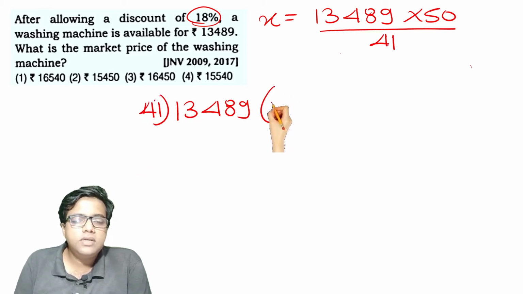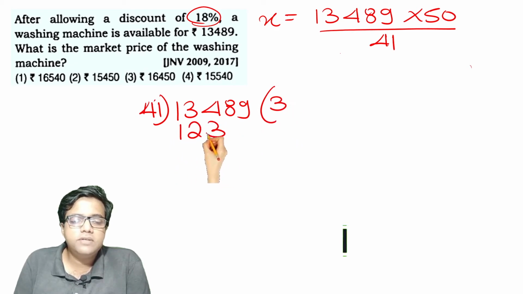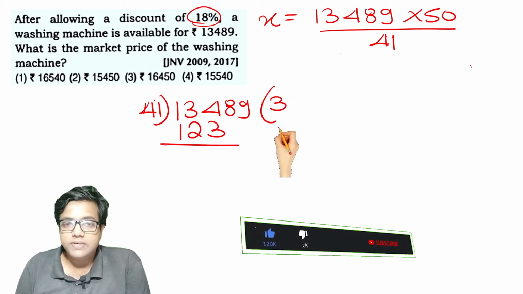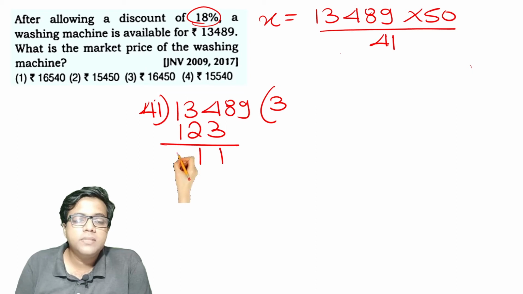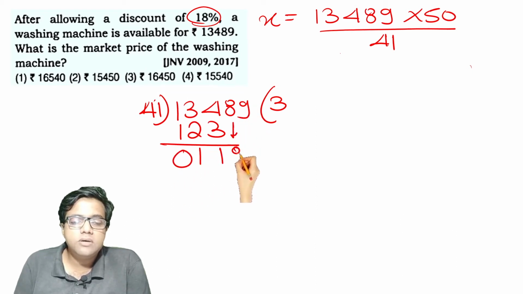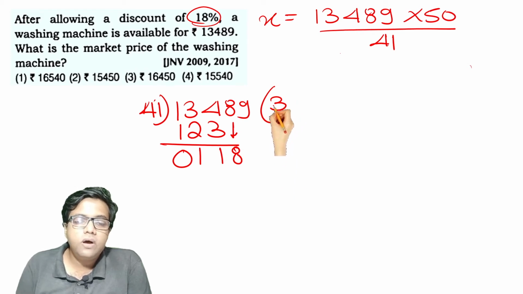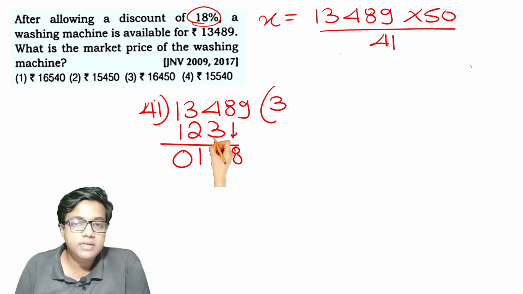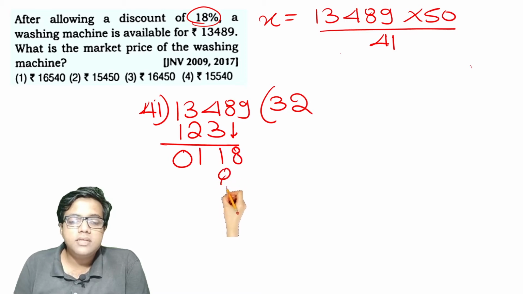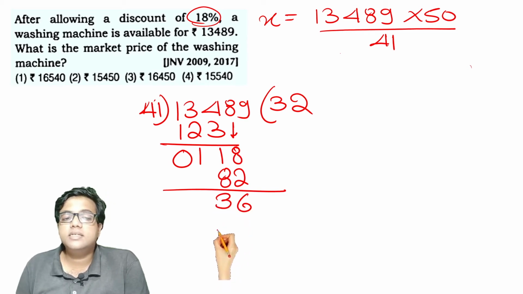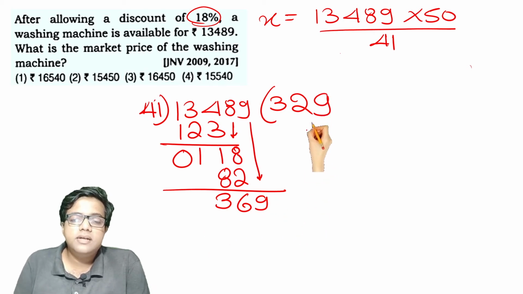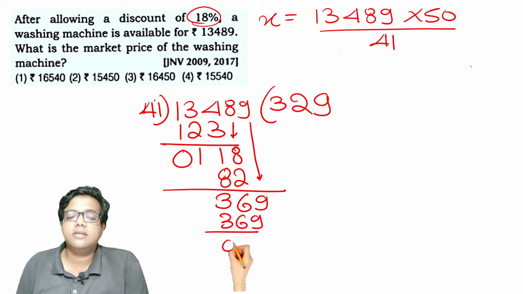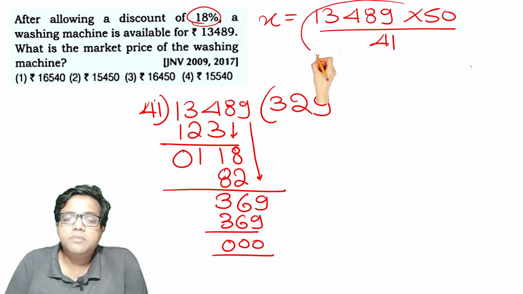4 threes is 12, 41 threes is 123. The difference: 4 minus 3 is 1, 3 minus 2 is 1, and 1 minus 1 is 0. Now 8 comes down, 118. You can't take 41 threes because that is 123. You will take 41 twos as 82. 8 minus 2 is 6, 11 minus 8 is 3. So 36 you get. The next number is 9, 9 comes down. 369. 41 nines is 369, and the remainder is 0.